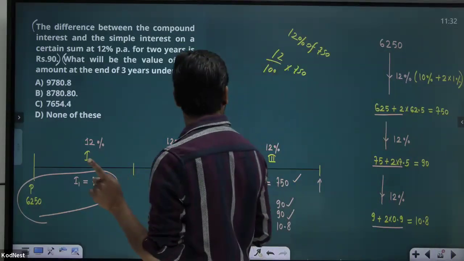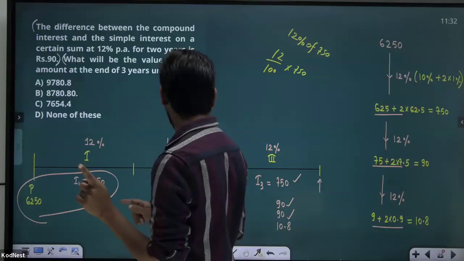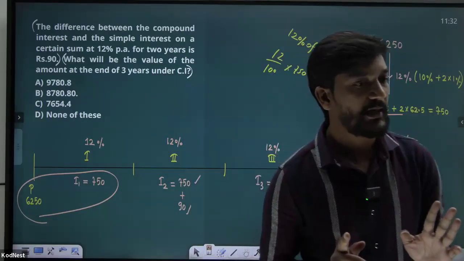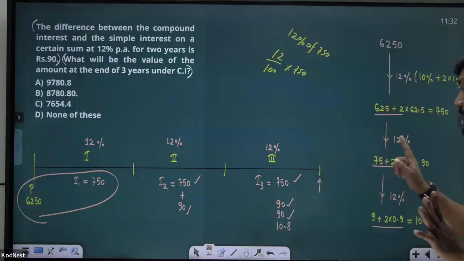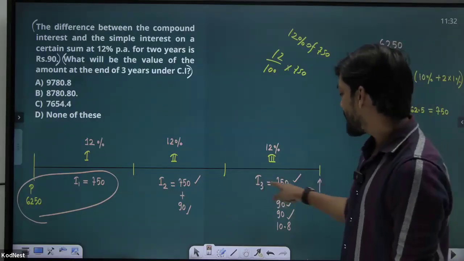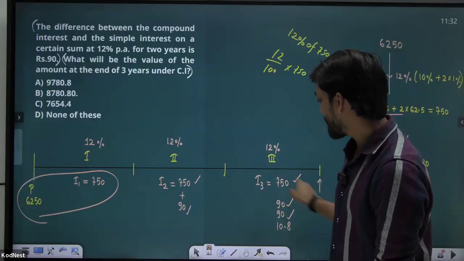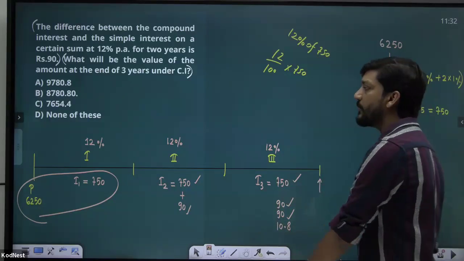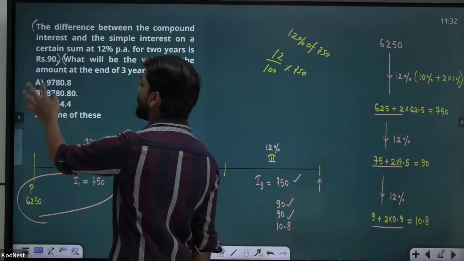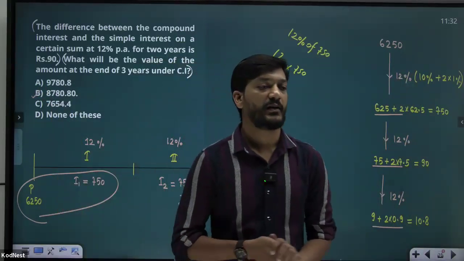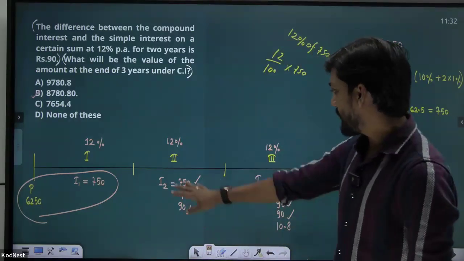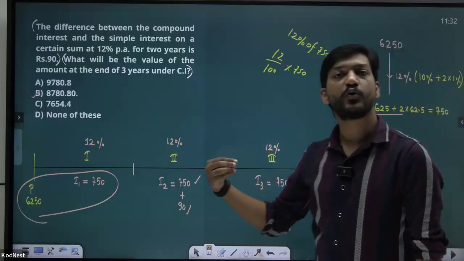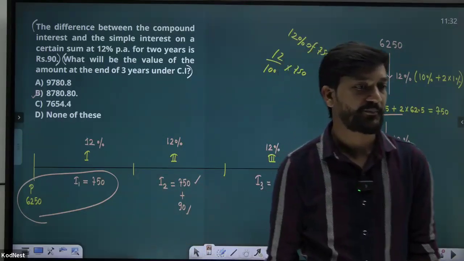So it will be 8,750, right? Plus 270, 8,770. So 8,770 becomes the value after adding all this, and 10.8 will make it 8,780.8. Okay. So try to do it this way. Try to calculate 12% this way. It will be easier to calculate.